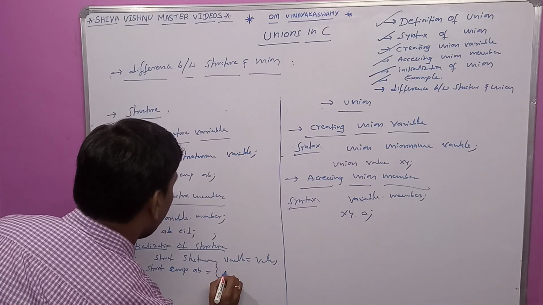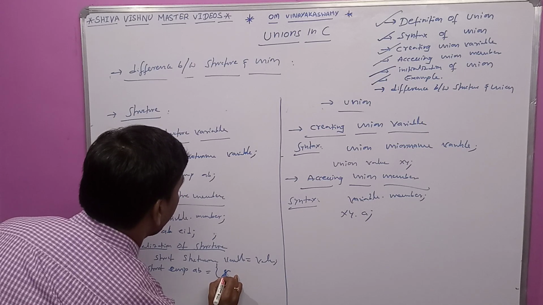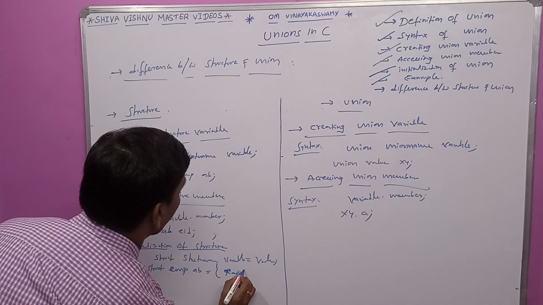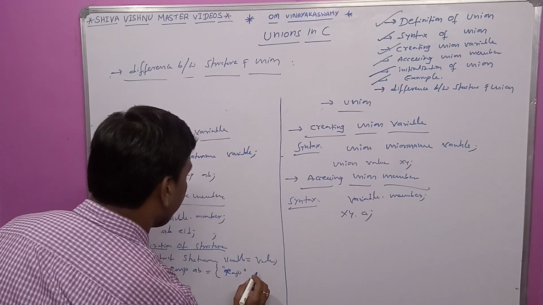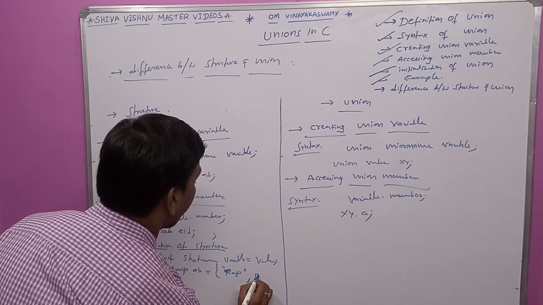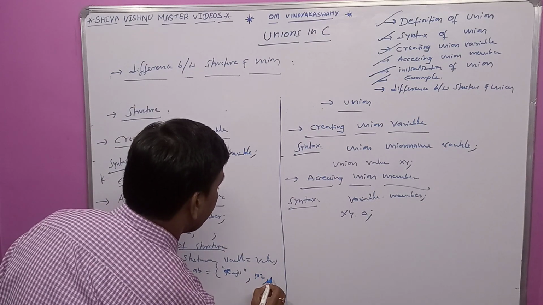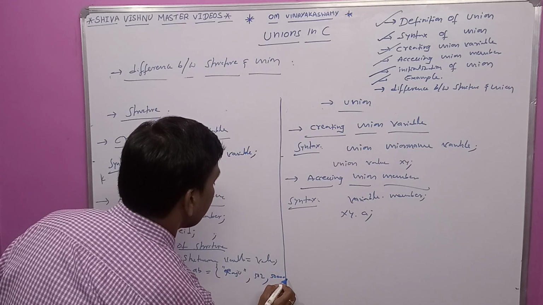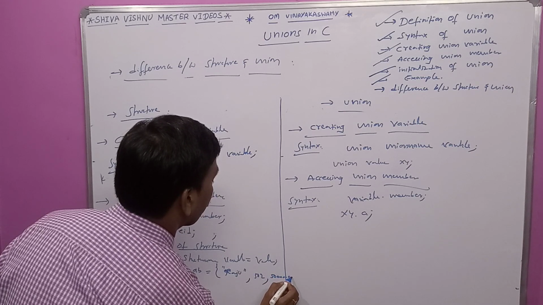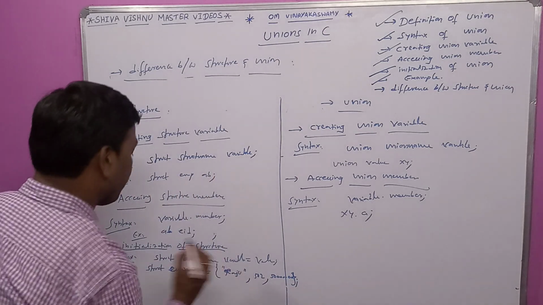Here, employee name emp name, you can write Raju. Next, employee ID is 502. Salary is 50,000, which is a floating point. So close with a semicolon like that.